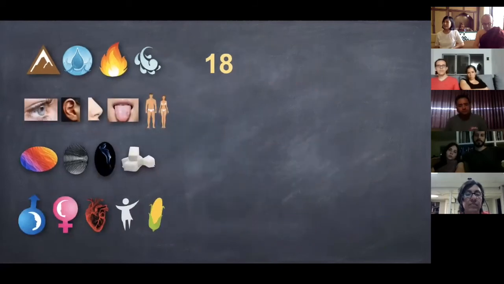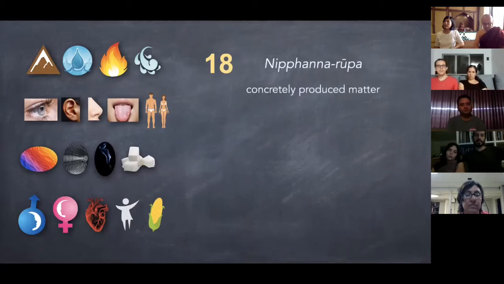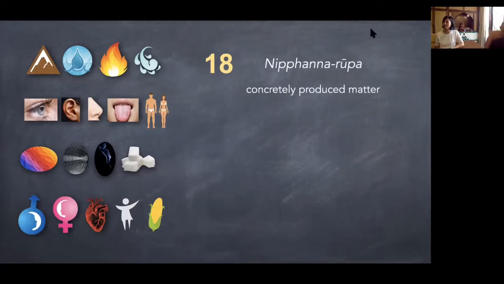Now, these 18 types of rupas are called nipphanna rupa, concretely produced matter.